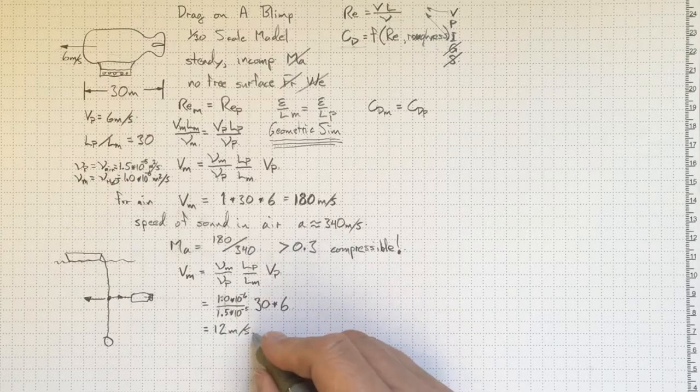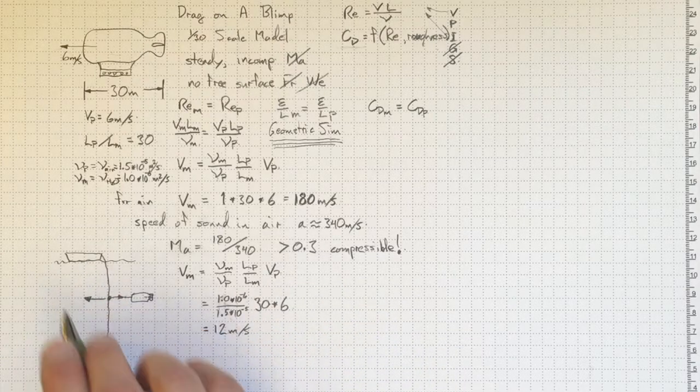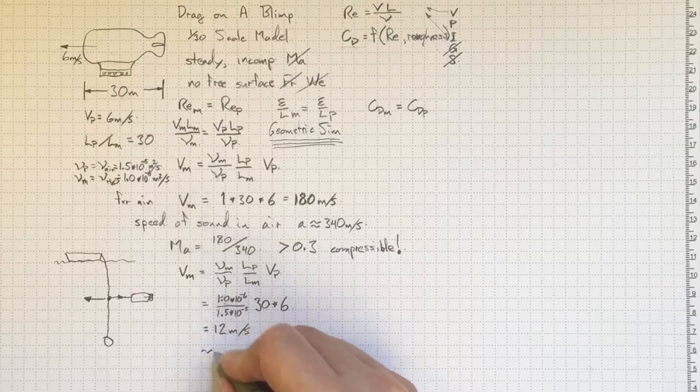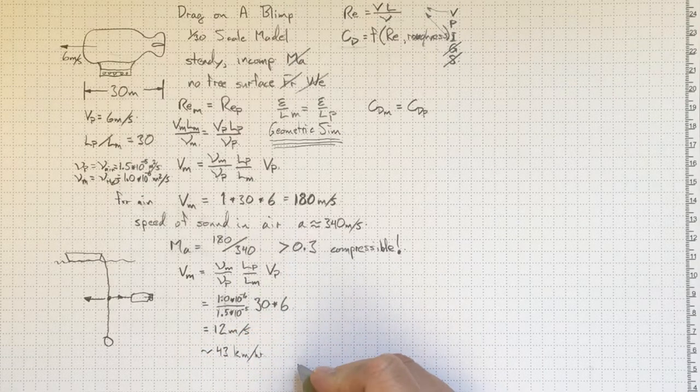That's much slower than the speed of sound in either air or water. Is it doable out on the lake with my boat? Well, what's that in units that we might be comfortable with? That's around 43 kilometers per hour, which would be about 25 knots. So that should be achievable out on the lake. Not easy, but we could do it.